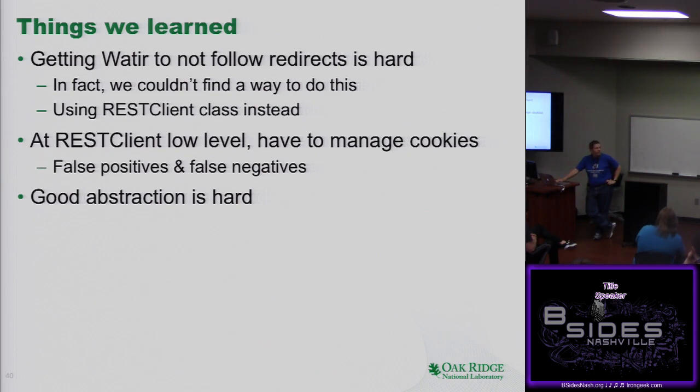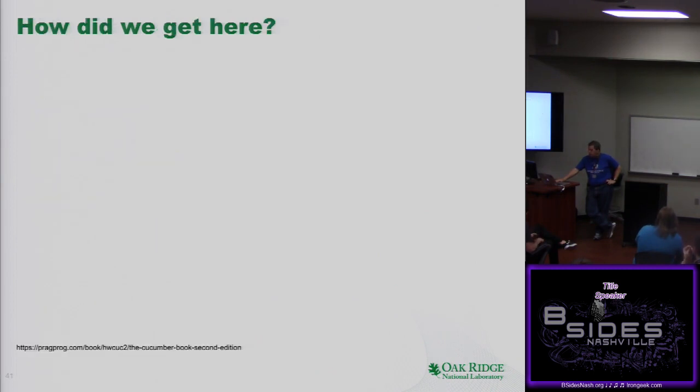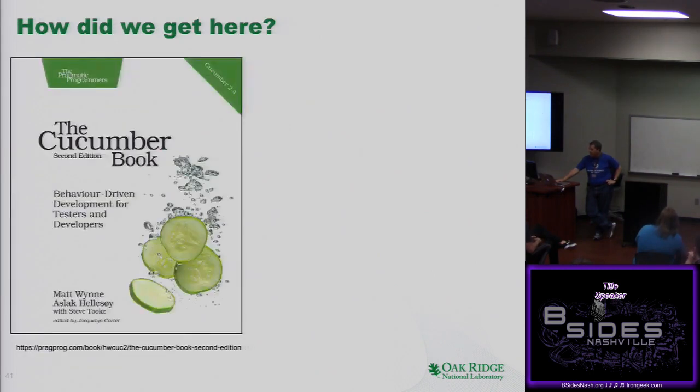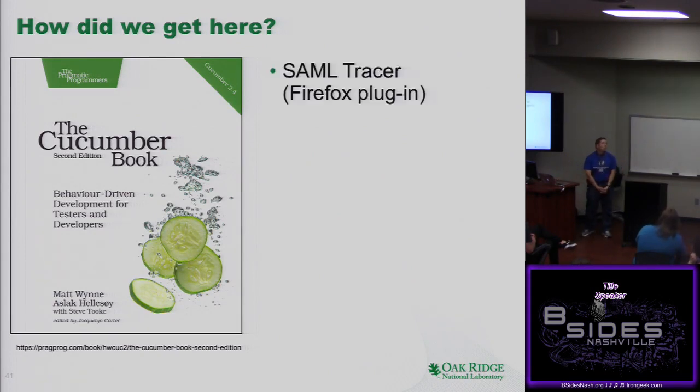And you'll see some of this as I dig into the next sections to talk about how we got here. I mentioned Cucumber, an open source domain-specific language. You saw what it looks like, absolutely built on top of Ruby. If you are working with SAML, I strongly suggest that you get the SAML Tracer as a Firefox plugin. This lets you see all of the details.